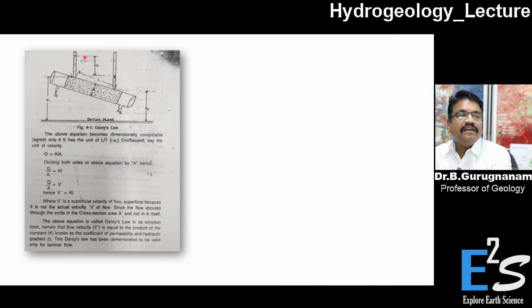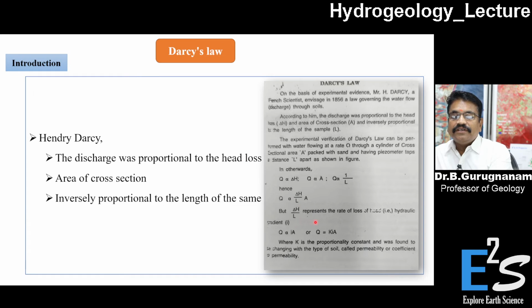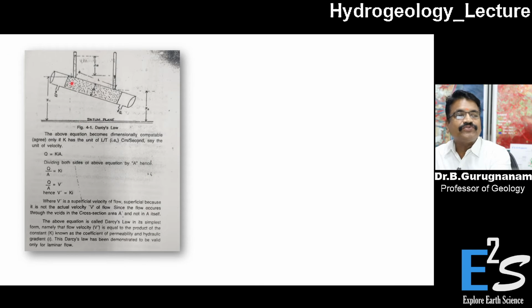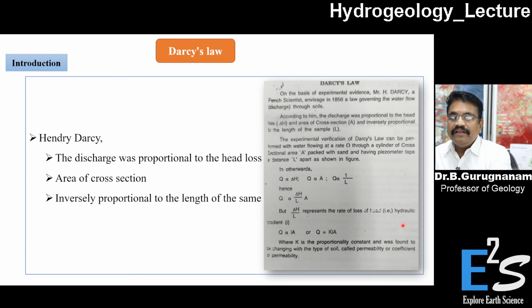Delta H and L, delta H over the distance, represents the rate of head loss, or hydraulic gradient. Yes, it is true. Delta H by L, from the entry point of water to the exit point of water, is called the hydraulic head or hydraulic gradient. So you can make it a small i, delta H by L, and A.